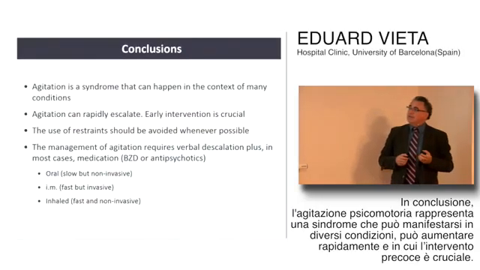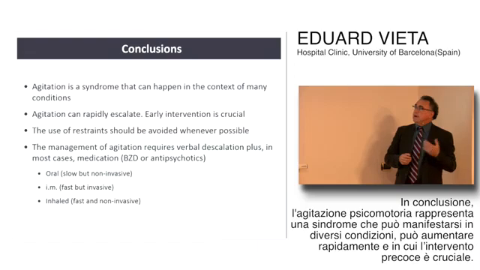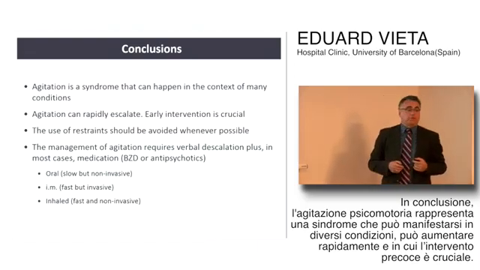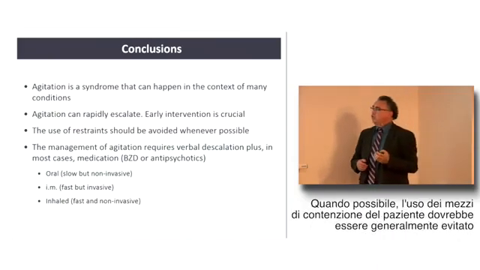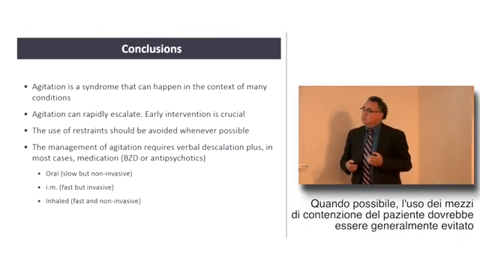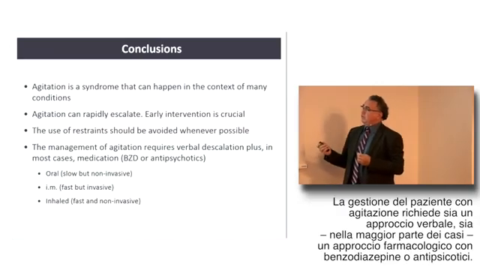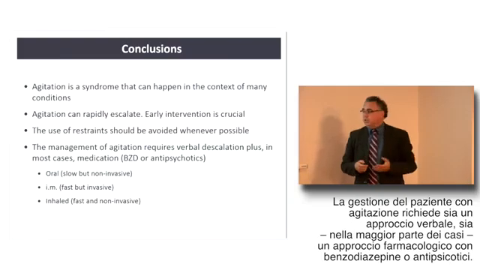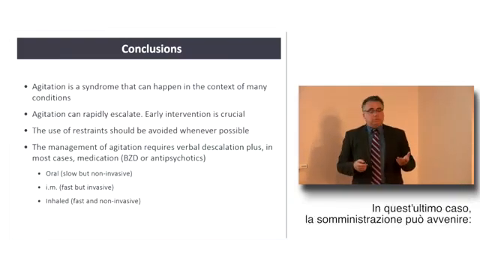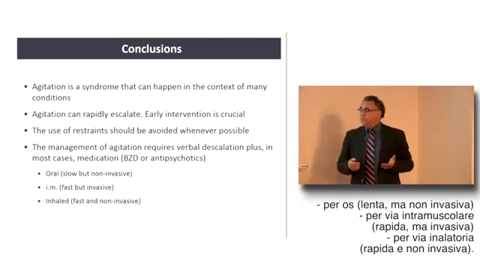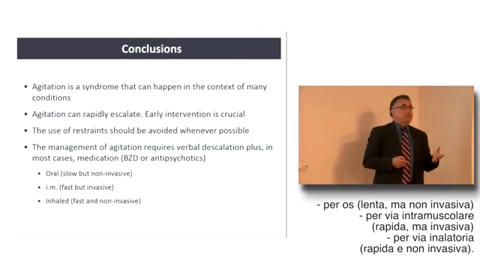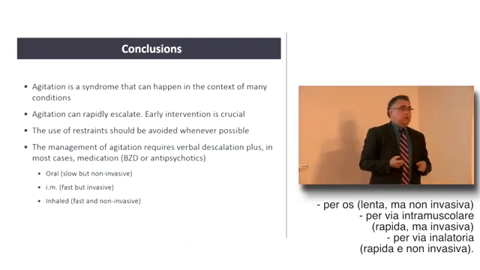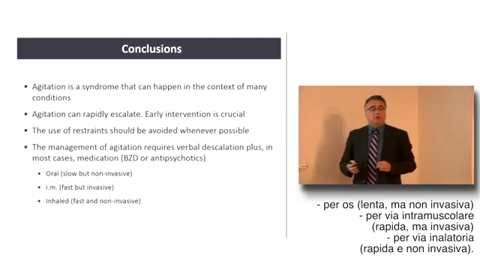So in conclusion, I think agitation is a syndrome that can happen in the context of many conditions and can rapidly escalate. Early intervention is crucial. The use of restraint should be avoided whenever possible. The management requires verbal de-escalation, plus in most cases medication, mostly benzodiazepines or antipsychotics. Orals are slow but non-invasive. Intramuscular are faster but invasive. And the inhaled formulation, I particularly like it because it's fast and non-invasive.